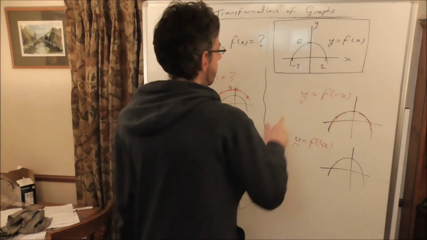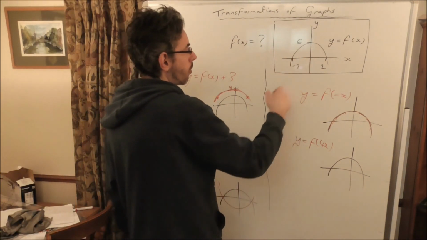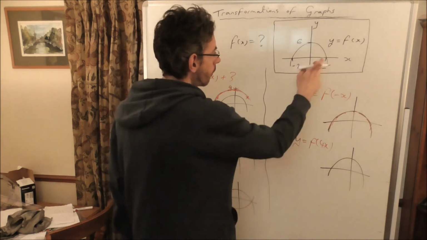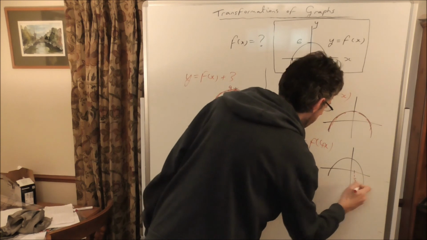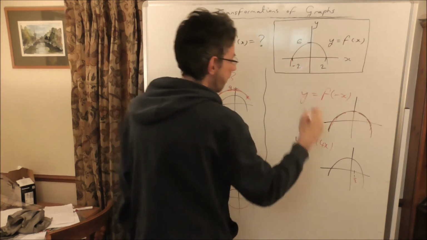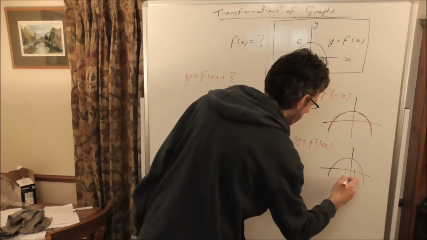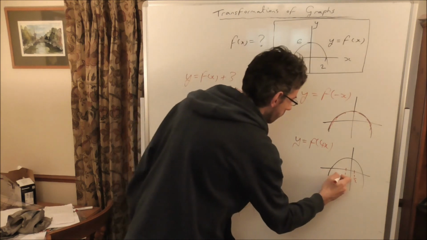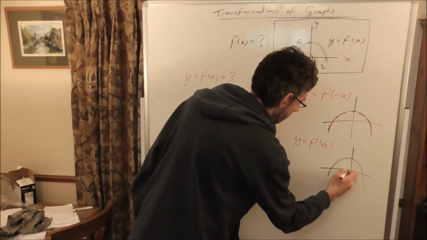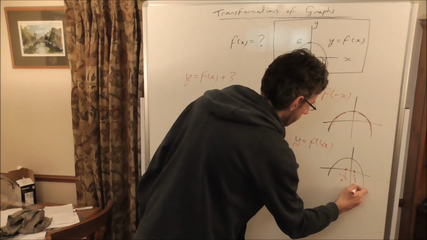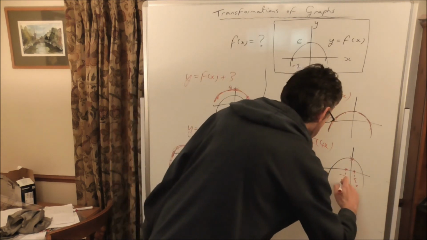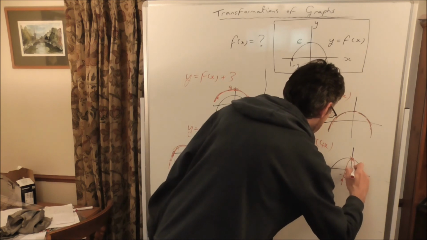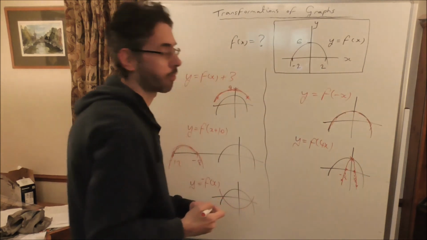So the new graph is going to be this graph squashed 4 times closer to the y-axis. This point's going to move to here and cross at a half. So it's going to cross at a half. This point's going to move to here and cross at minus a half, 4 times closer to the y-axis. This point's going to move 4 times closer. This point's on the y-axis, so it's going to just stay there. So the new graph is the original graph just really squashed 4 times closer to the y-axis.